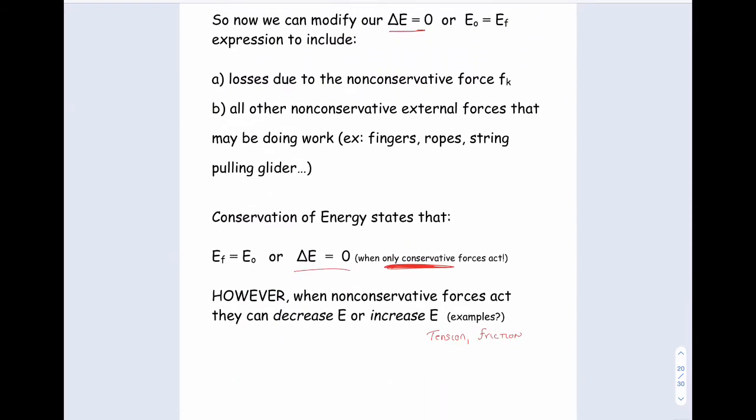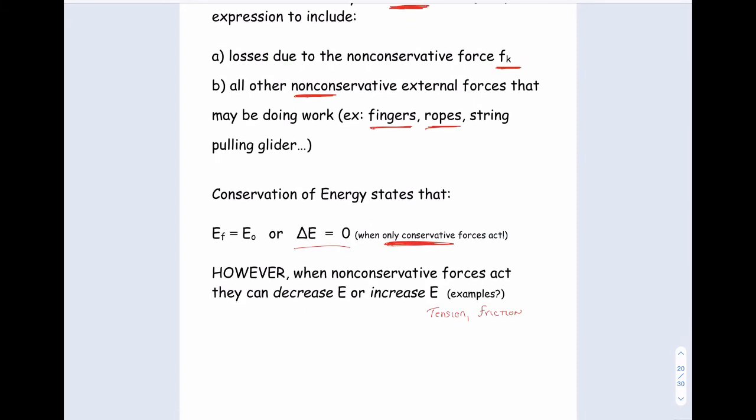So what we can do is modify our energy expression to include any type of loss due to the kinetic friction force as this thing slides, and any other non-conservative forces, such as your finger pushing something, or a string pulling on something. Previously we had conservation of energy, which only holds when you have conservative forces. The only conservative force we had was gravity. You drop a ball, it's all potential up here, hits the ground, it's all kinetic. But now we want to take into account what happens when we have resistive or friction forces.